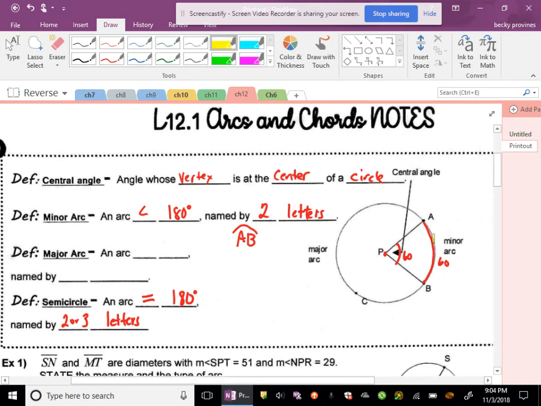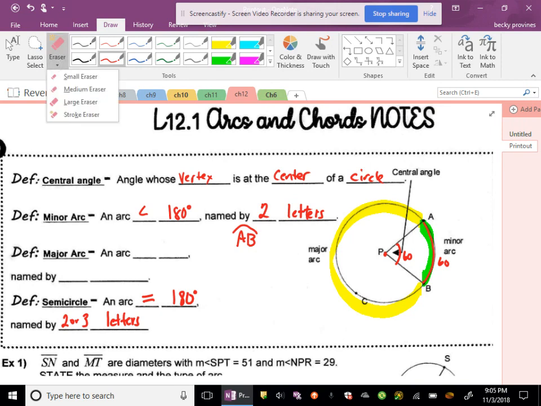Technically, you could go from A all the way around backwards to B. How do you know I don't mean that? Or do I mean this faster, more direct method from A to B, the green method? Since there's 2 letters, you know it has to be less than 180 degrees. So it means it has to be the more direct path. So just remember 2 letters, it's going to be less than 180 degrees, and it's a minor arc.